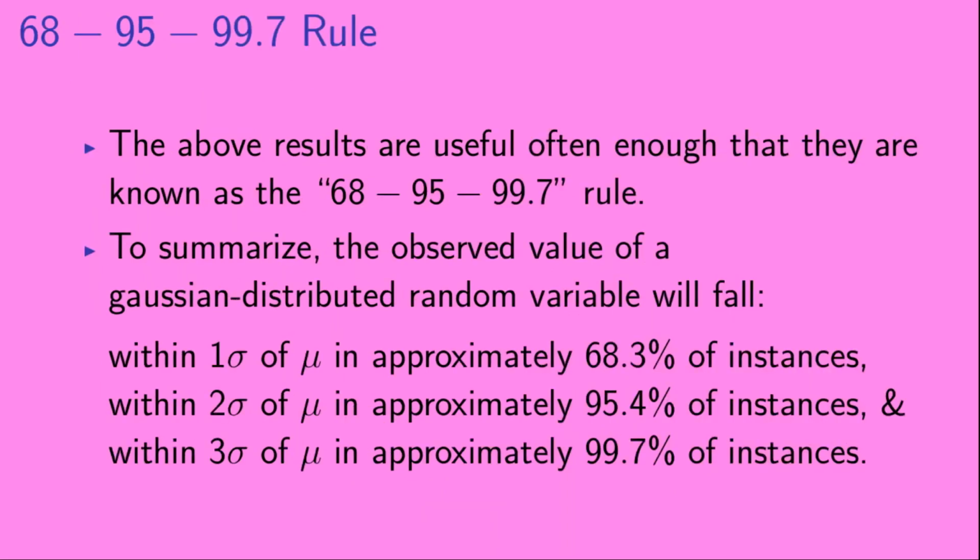So the above results are useful often enough that they are known as the 68-95-99.7 rule. To summarize, the observed value of a Gaussian distributed random variable will fall: 1. Within 1 sigma of mu in approximately 68.3% of instances, 2. Within 2 sigma of mu in approximately 95.4% of cases, and 3. Within 3 sigma of mu in approximately 99.7% of instances.